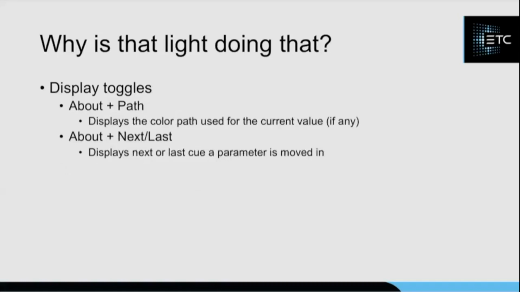And more. About path, if you're using color path, it will tell you what the color path deployed was. You get a P that tells you that a path has been deployed, but it doesn't tell you which one. And this was one of my favorites that I think a lot of people don't know about. About and next or last will display, depending on the button that you use, the next or last queue that a parameter is going to be moved in.